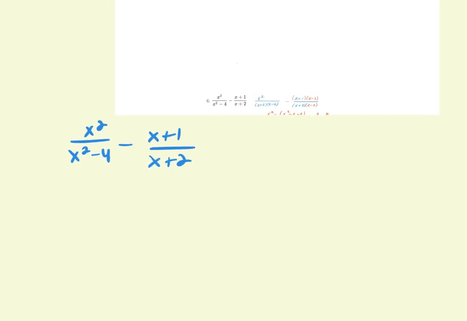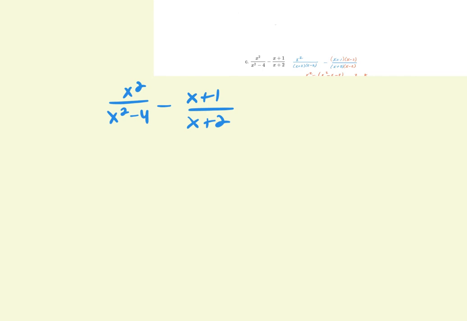All right, so x squared over x squared minus 4 minus x plus 1 over x plus 2. I have to find a least common denominator. I'm going to factor that first one. This is the difference of two squares, x plus 2, x minus 2. And then my least common denominator is x plus 2 and x minus 2. The x plus 2 repeats, but the exponent's the same, so I keep it.